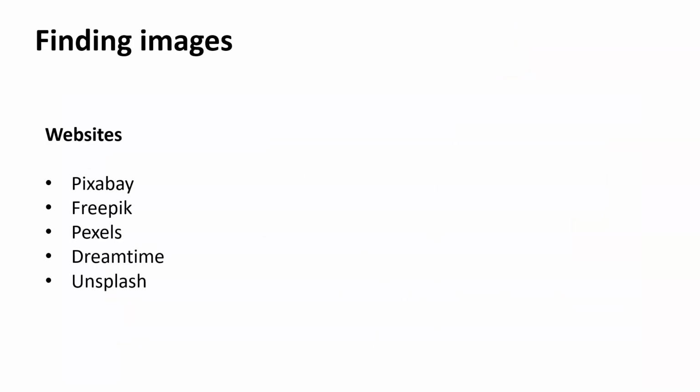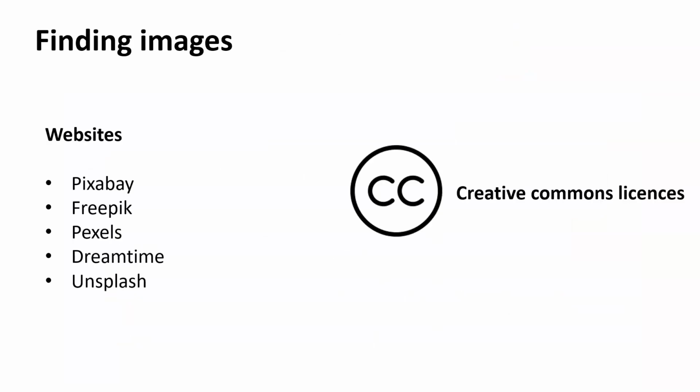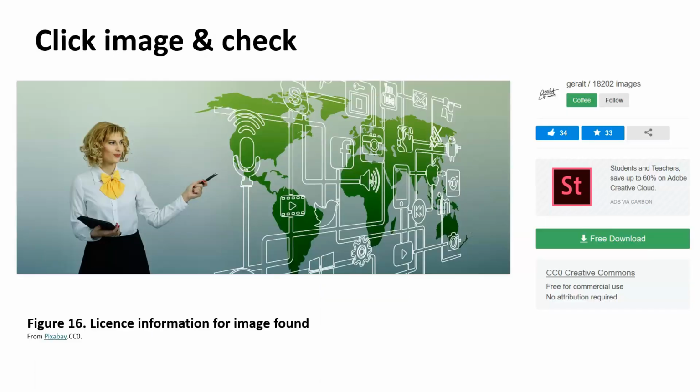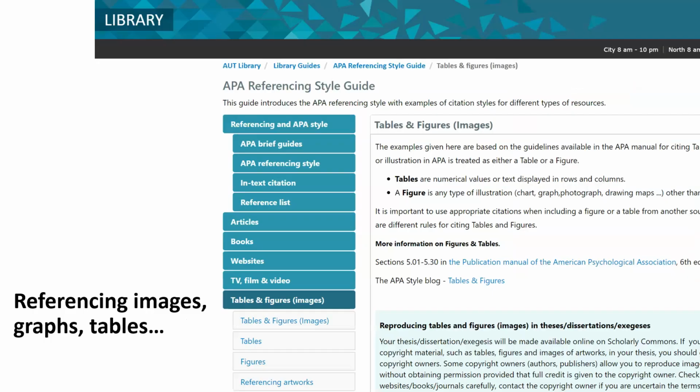When you're finding images for your presentation, go to websites with images covered by Creative Commons licenses that allow you to use them. Search for an image you want, click on the image, and check its Creative Commons license. The library website has information on how to do your referencing.